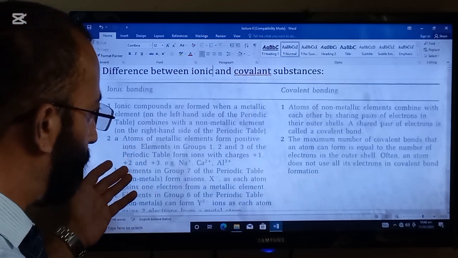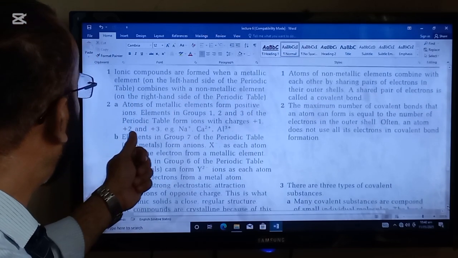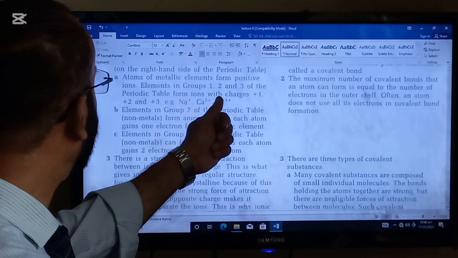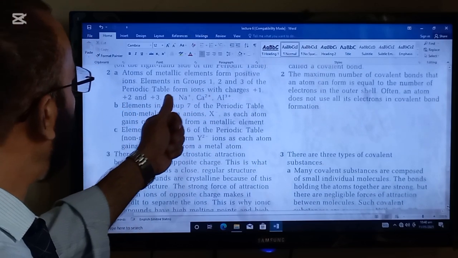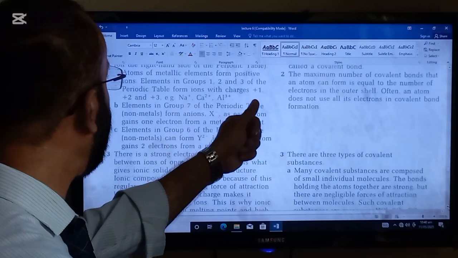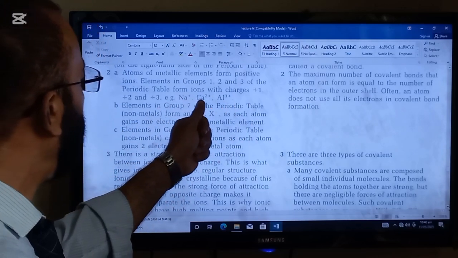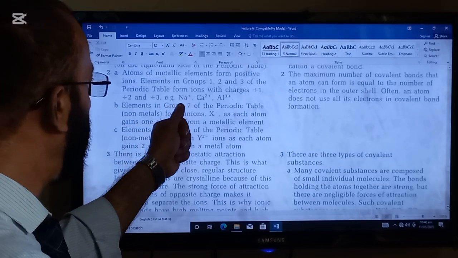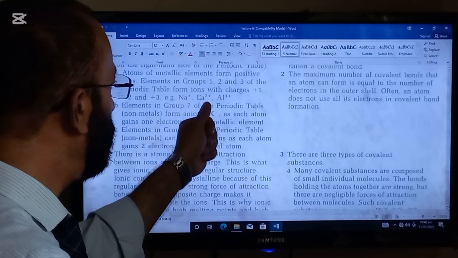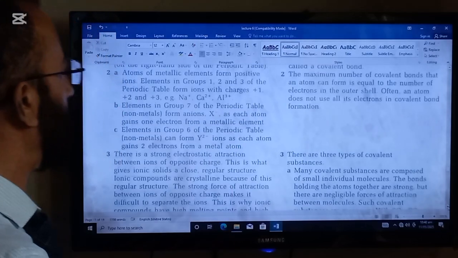Ionic bonding. Atoms of the metallic elements form positive ions. Elements in group 1, 2 and 3 of the periodic table form ions with the charges +1, +2 and +3. For example, Na+, Ca2+, Al3+.